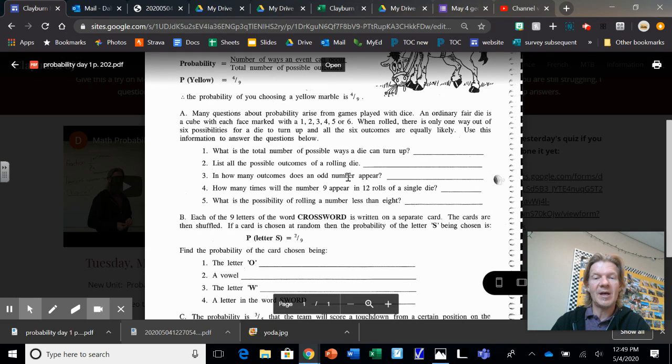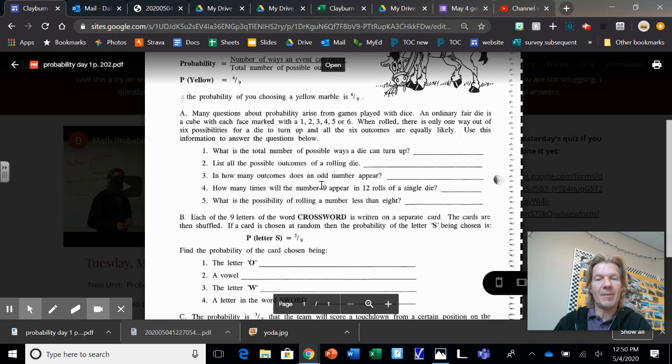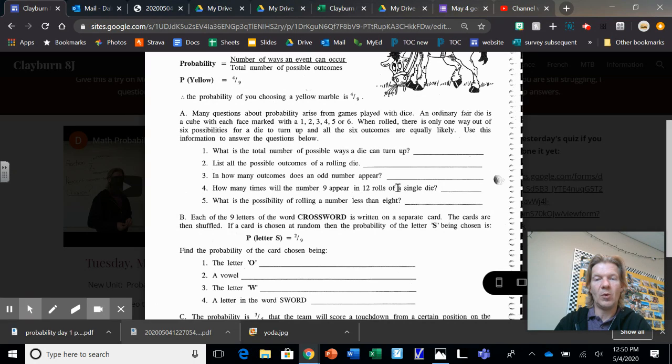How many outcomes does an odd number appear? Well, what are odd numbers? 1, 3, 5, 7, 9. So from 1 to 6, you have 3 odd numbers, 1, 3, and 5, right? How many times will the number 9 appear in 12 rolls of a single die? Okay, well, think about that for a minute. The only options I have are 1, 2, 3, 4, 5, 6. So how many times will 9 appear? It won't. It's kind of a trick question. It's 0. What is the possibility of rolling a number less than 8? Well, all those numbers are less than 8, so I would say 100%. Okay, so pretty easy page to fill out.